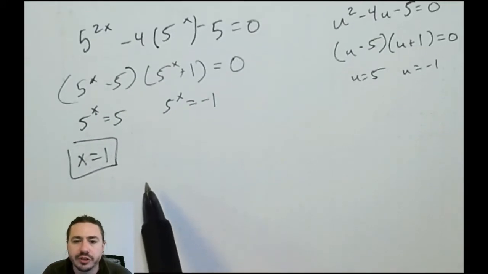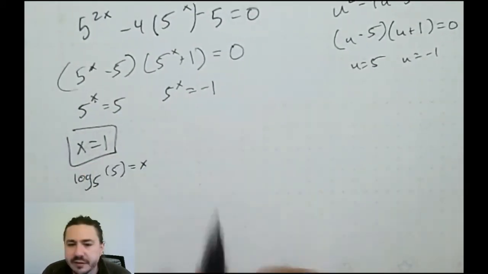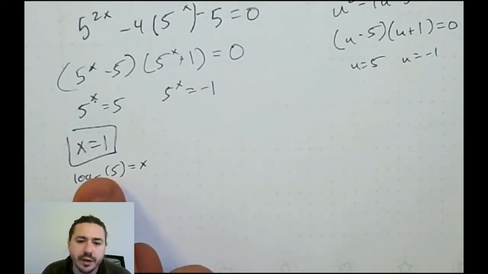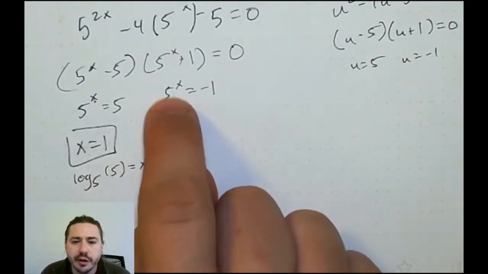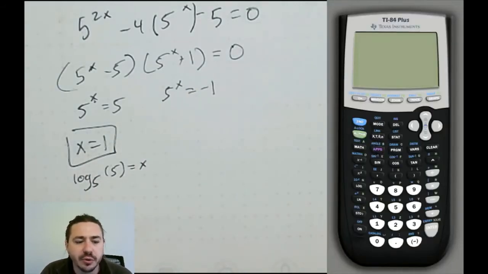Now if you did rewrite it as a log, you would say log base 5 of 5 is x, but this is just 1 anyway. Over here, 5 to what power is negative 1? Well, 5 to no power is negative 1. Let me bring up the calculator again just to show you why that is.